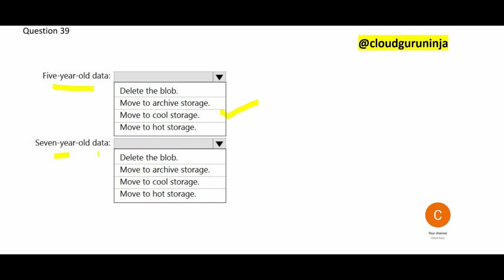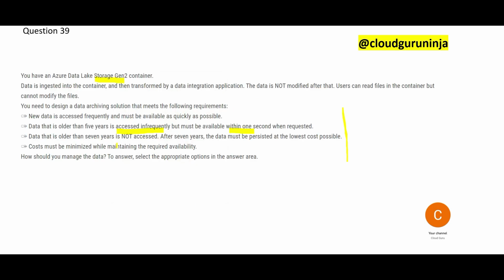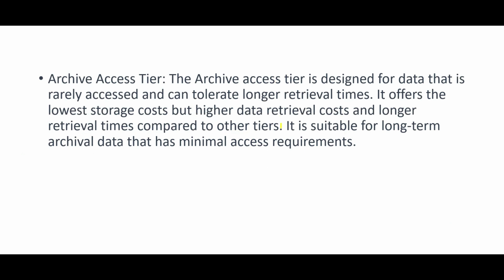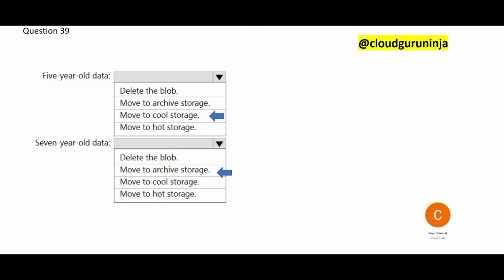Now for 7-year-old data, so data that is 7 years old is not accessed. Okay, after 7 years, data must be persisted at the lowest possible cost. The cheapest we already know, it is archive tier. It has very high data retrieval cost, but extremely low storage cost. So they are saying they will not access it. So why do we need to worry about data retrieval? And this would be the final answer.